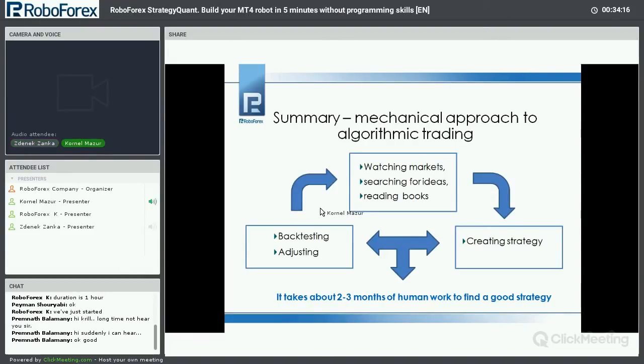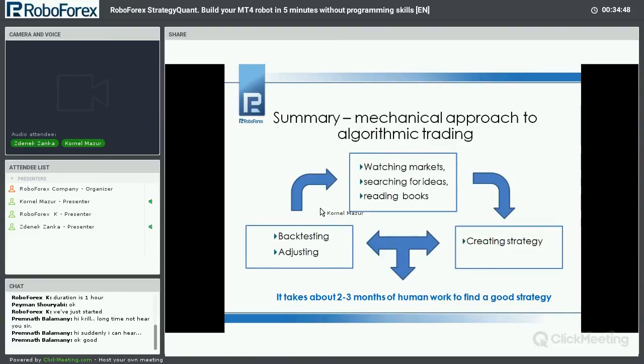So what you should do, we already talked about it, but you should watch the market, search for ideas, read books or watch forums and get some ideas of how your robots should look. Then you can create a strategy. You can hire a programmer, or you can use our EA Wizard and make it by yourself, which is great. And of course, then you should backtest it, adjust some rules, and maybe change your strategy a little bit.